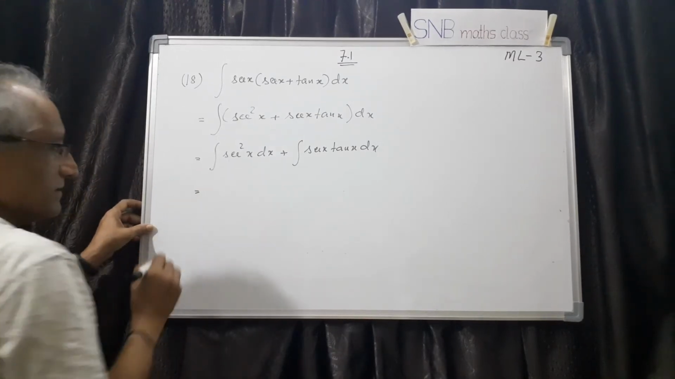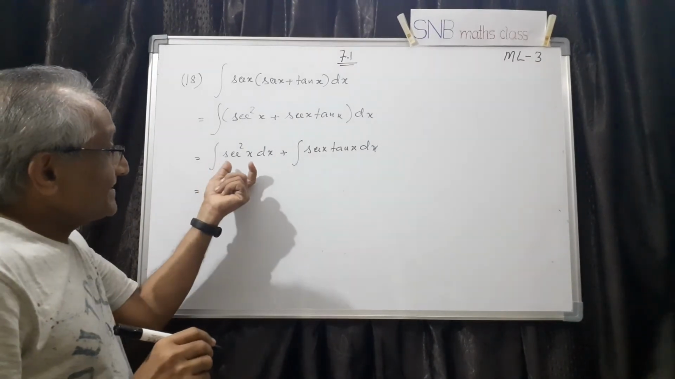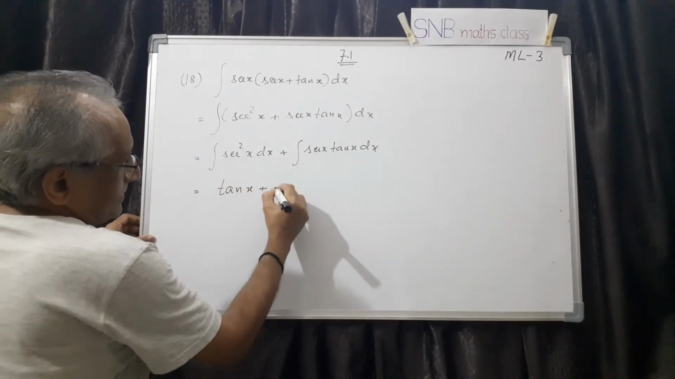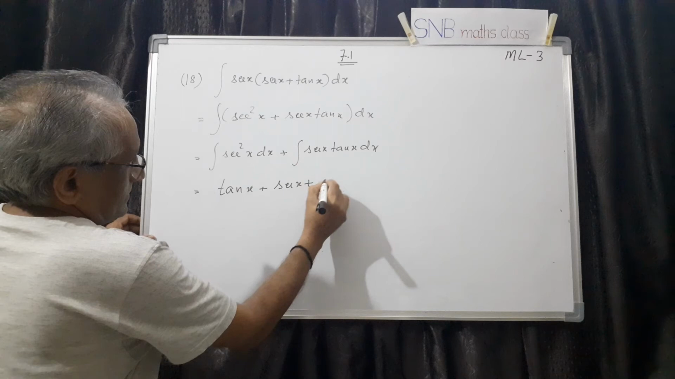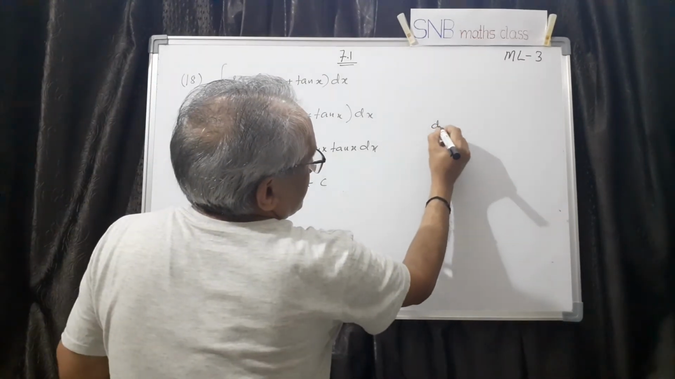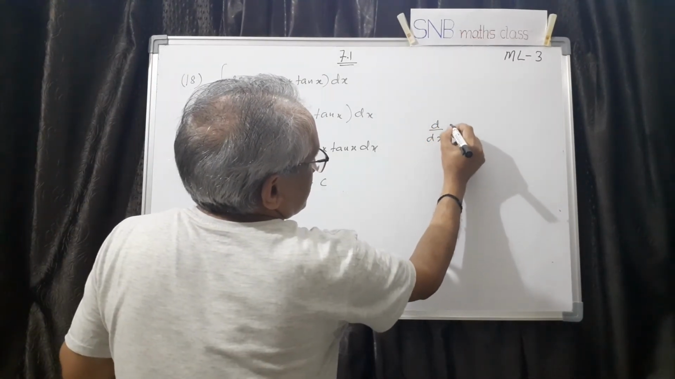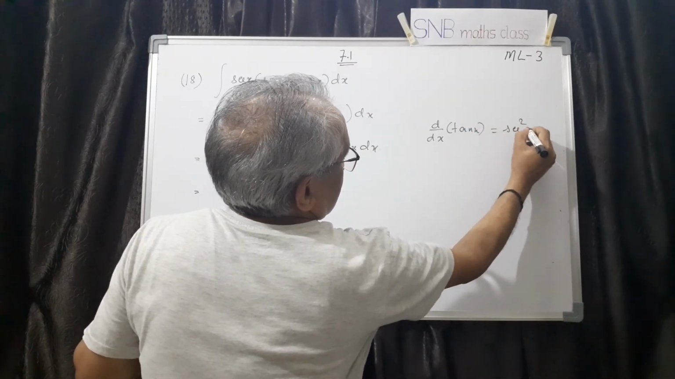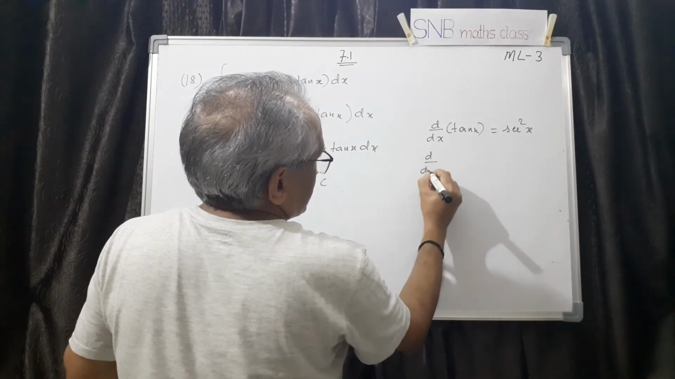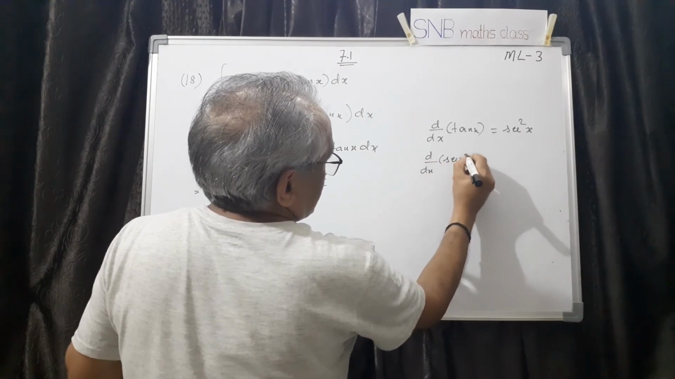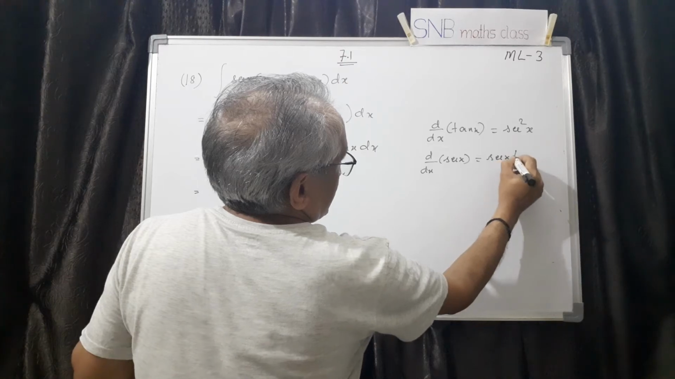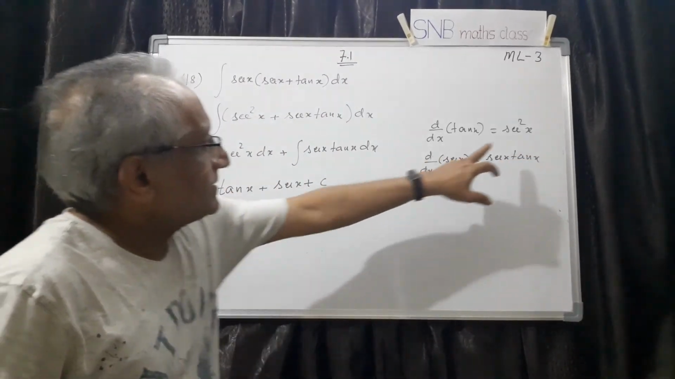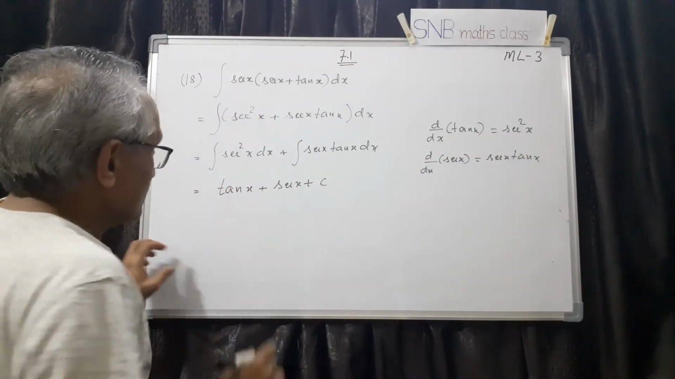Sometimes, it is a bit difficult to remember. This is nothing but tan x. And this is nothing but secant x plus c, because d by dx of tan x is secant square x, and d by dx of secant x is secant x tan x. Therefore, integration of this will be secant x and integration of this will be tan x by definition. So this is the formula.